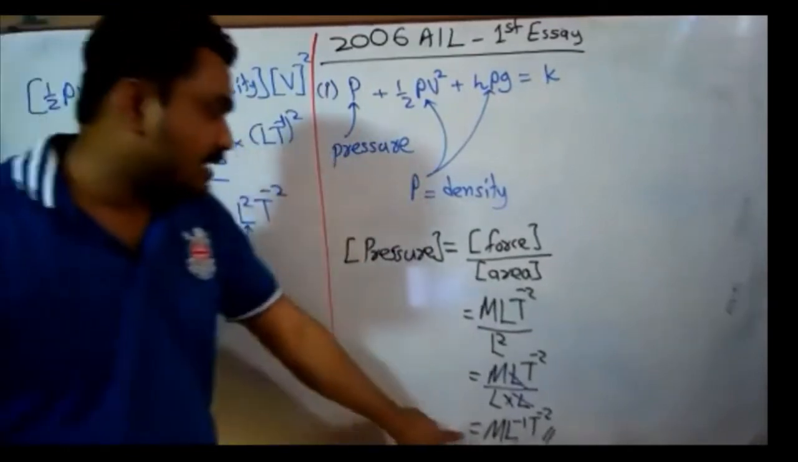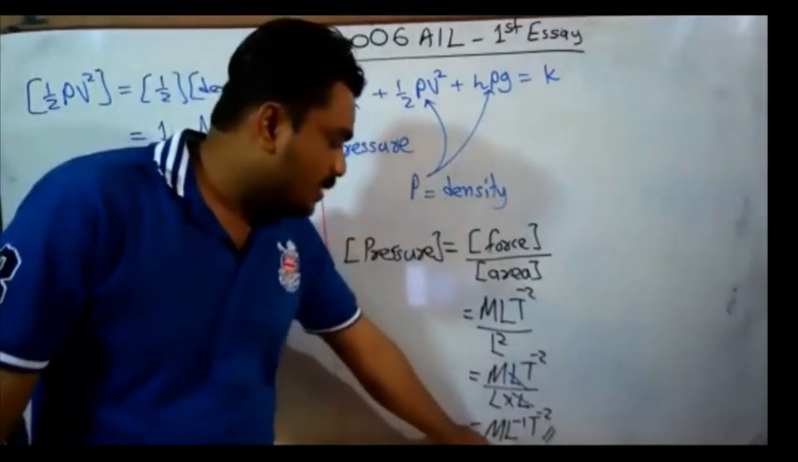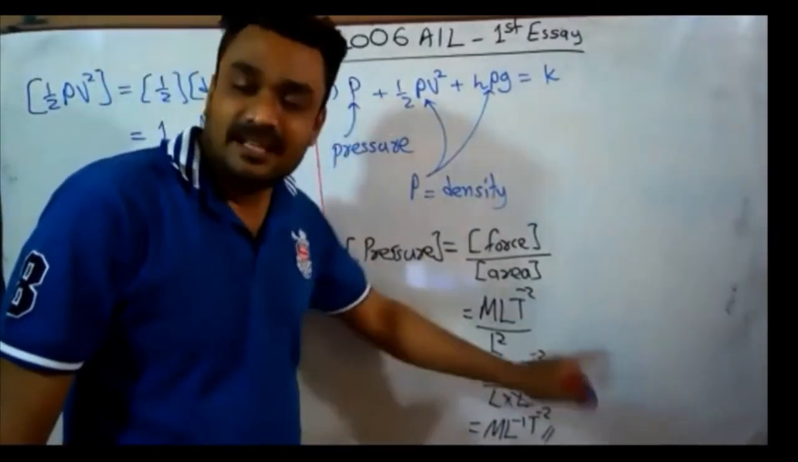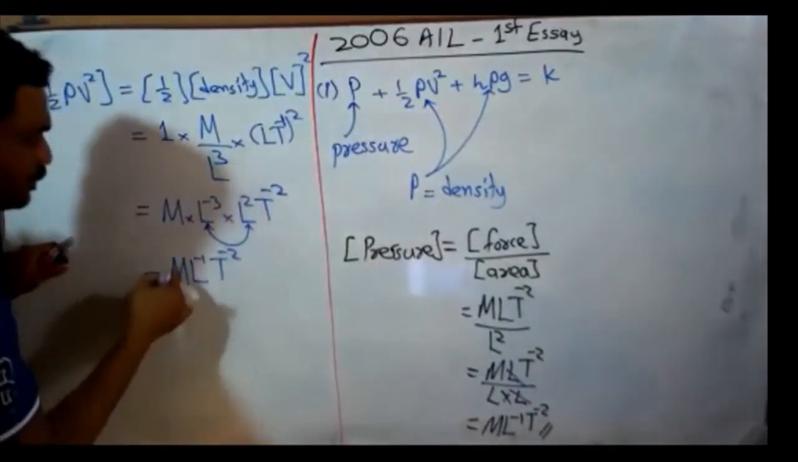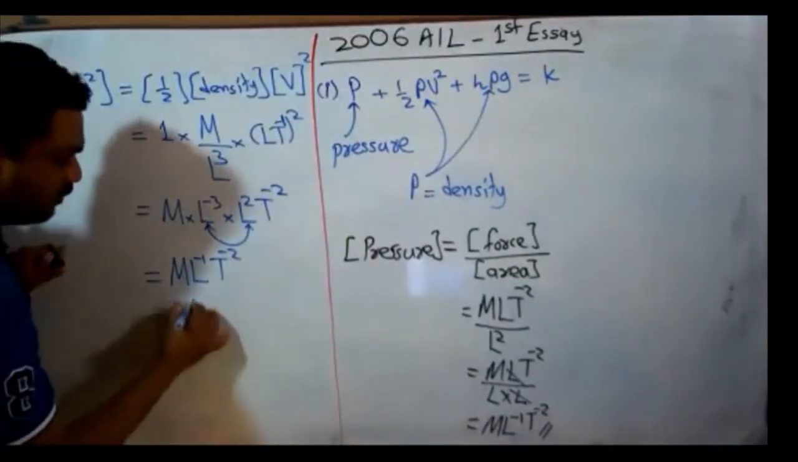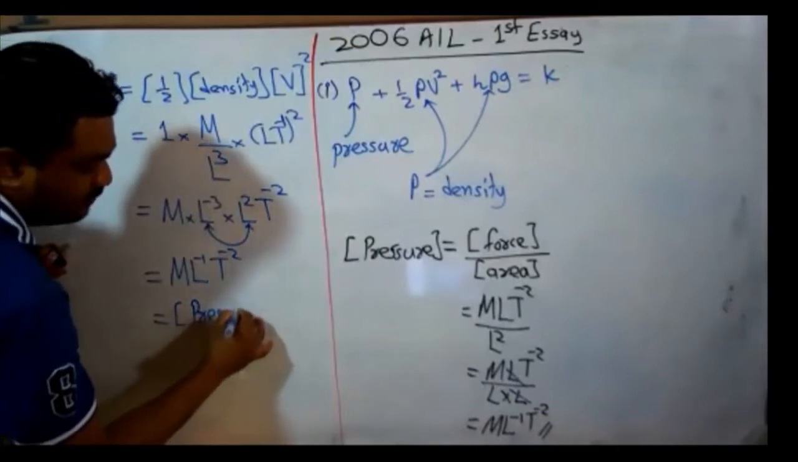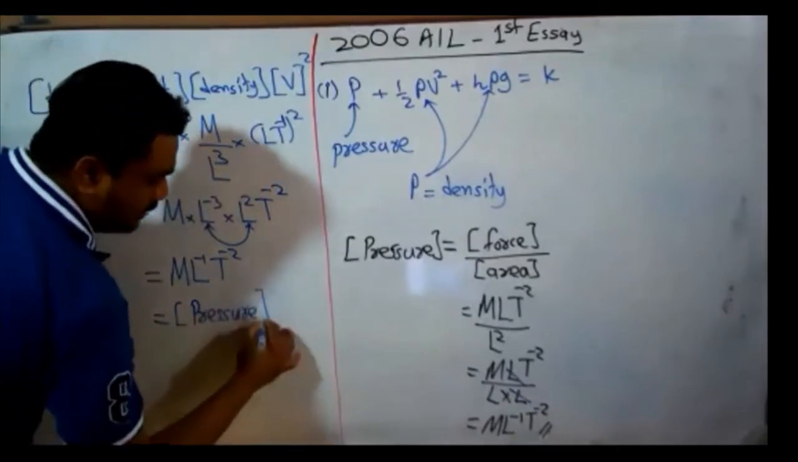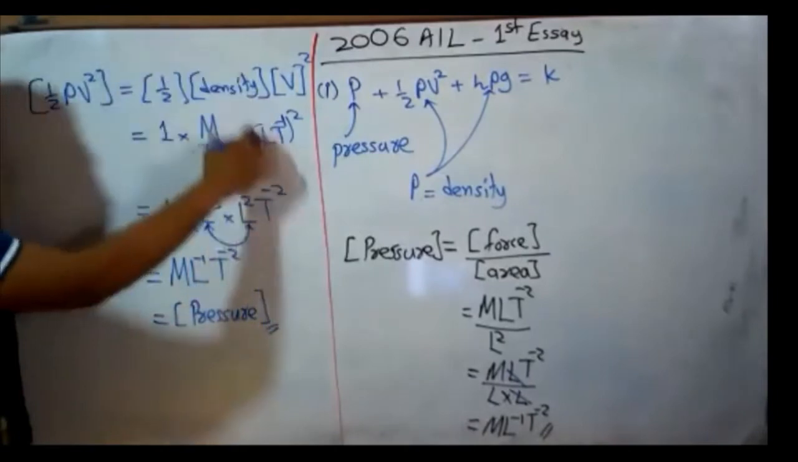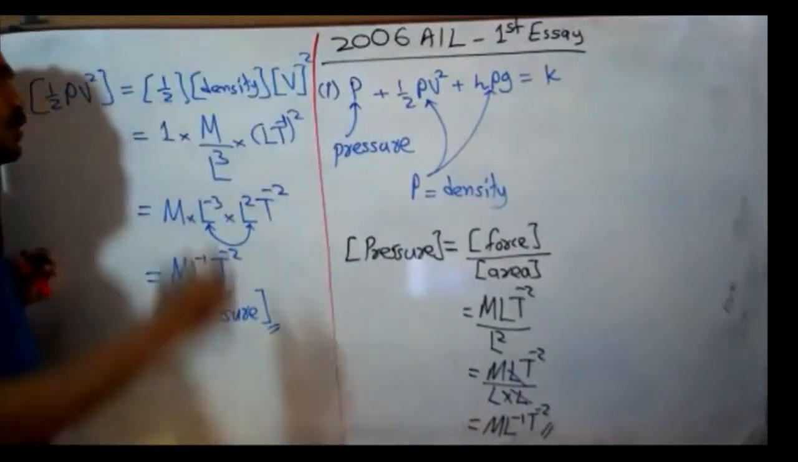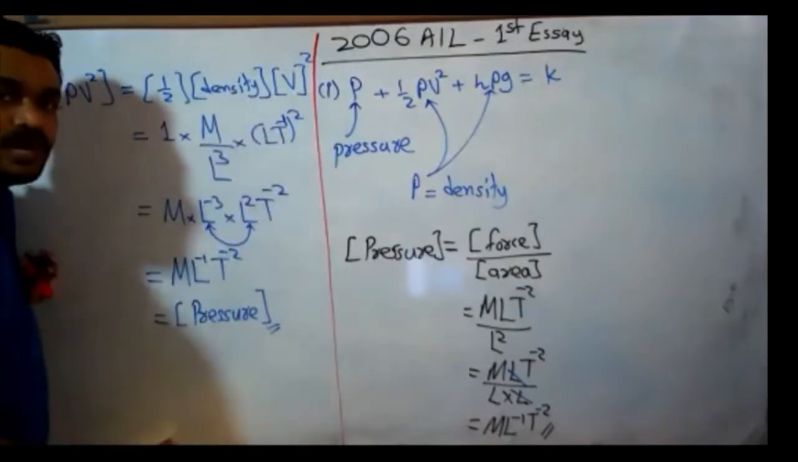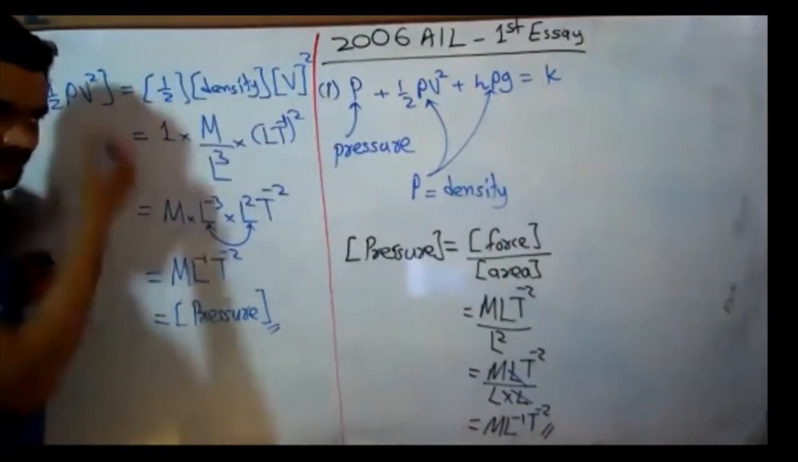Now it is very clear that ML minus 1 T minus 2 is the dimension of pressure. Therefore, the dimension of this term is equal to the dimensions of pressure. In the examination, you should write only the things that I have written in blue color. Okay, dear?